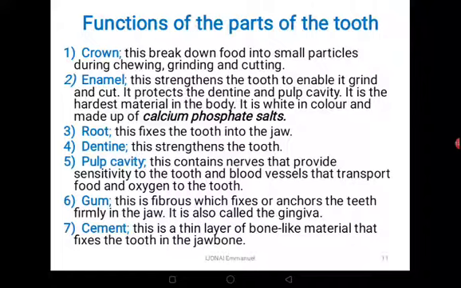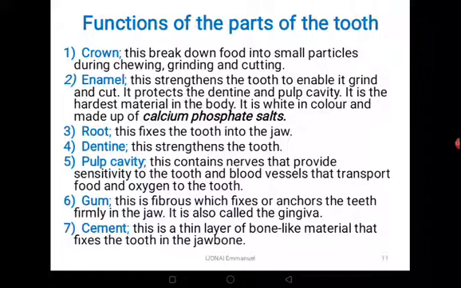Then we have the enamel. This strengthens the tooth to enable it to grind and cut. It protects the dentine and the pulp cavity. It is the hardest material in the body, and we had said that earlier, that the enamel is the hardest material in the mammalian body. It is usually white in color and made up of calcium phosphate salts. So that's why they tell you usually it's good to eat food rich in calcium so as to strengthen our bones and the teeth.